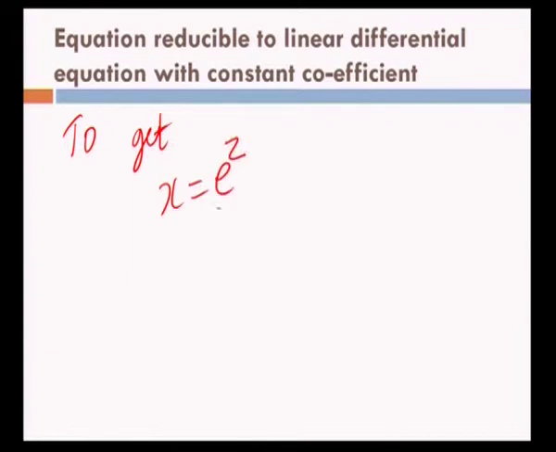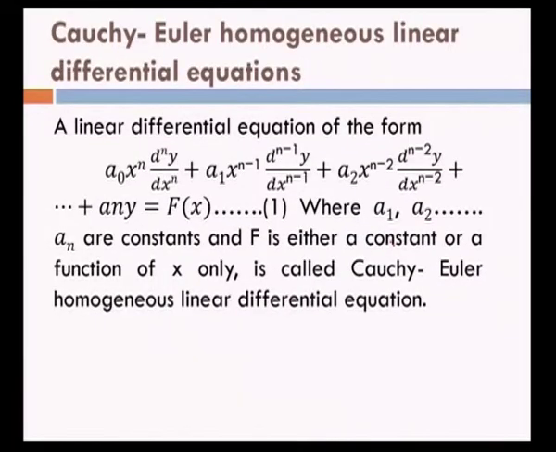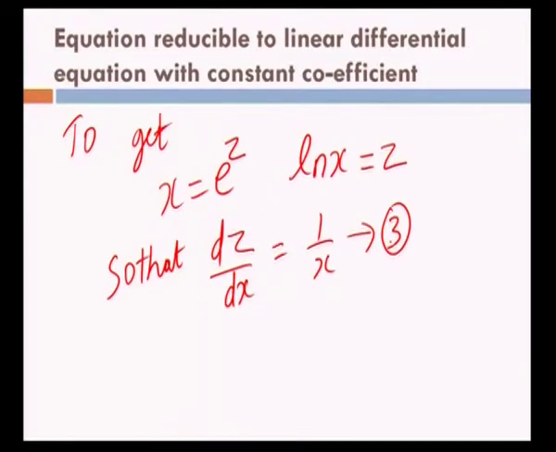After simplification of this x is equal to e power z, we will get logarithm of x, that is natural logarithm of x is equal to z, so that dz by dx will be equal to 1 by x. Keep this as equation 3, because in the earlier slides we kept equation 1 and equation 2. So, let us keep this as equation 3.